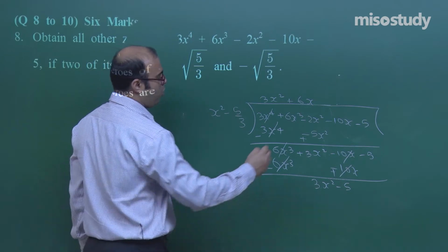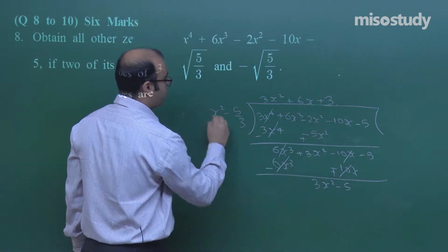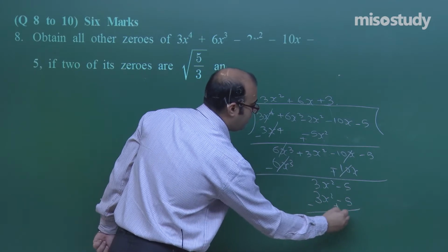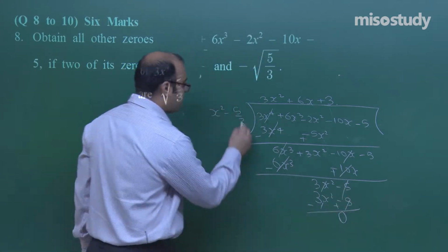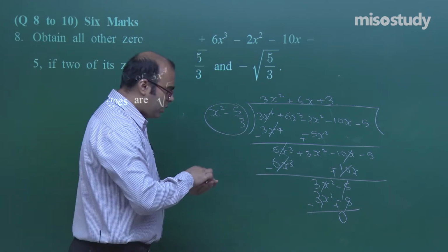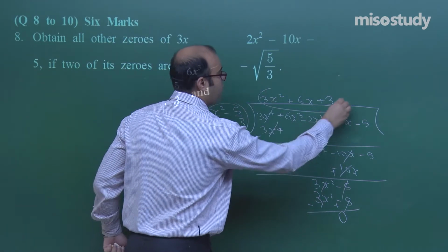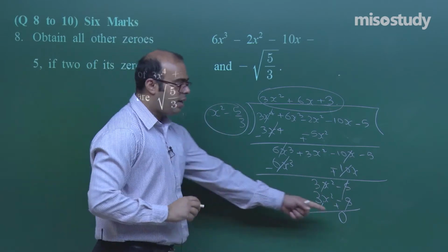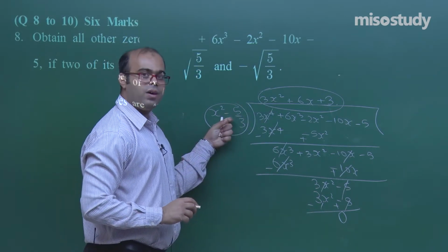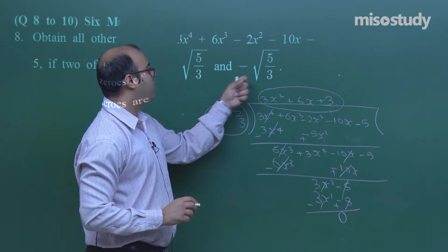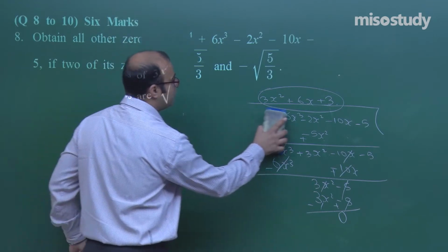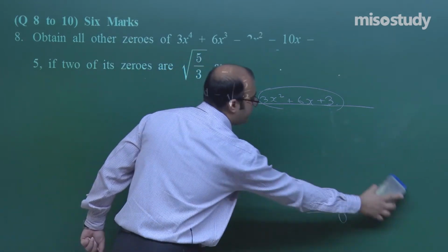Let us multiply now by 3. So 3x square minus 5 which we will get here, and definitely we are getting remainder as 0. So yes, this is the factor and the question was correct. Now the other factor is actually this divisor which we have obtained. As remainder is 0, this dividend is this into this. This is already given a factor because its roots are root 5 by 3 and minus root 5 by 3. Another factor which we are getting is this 3x square plus 6x plus 3.